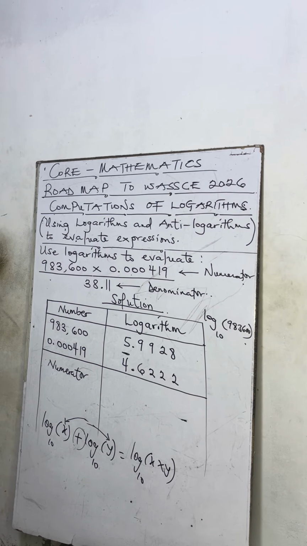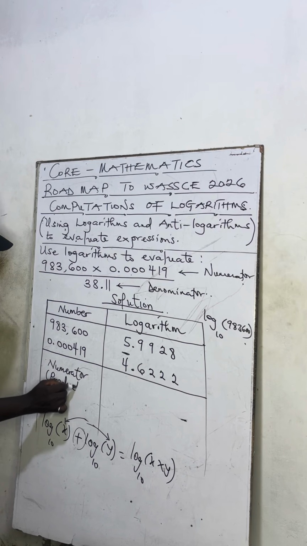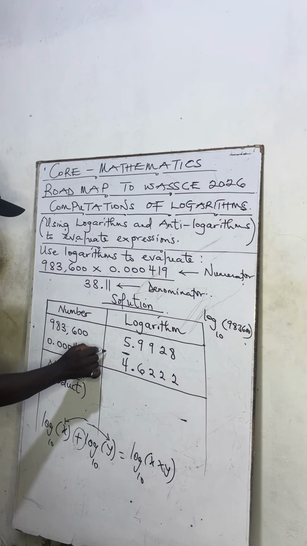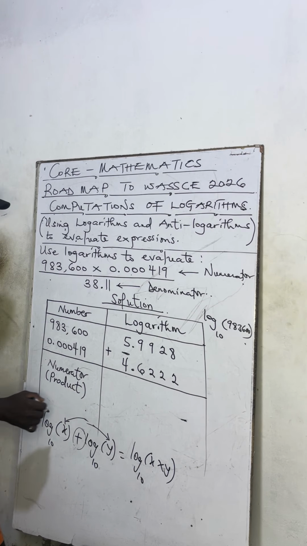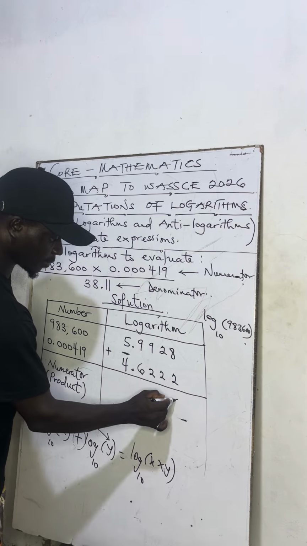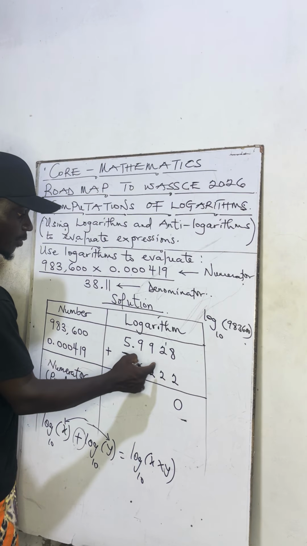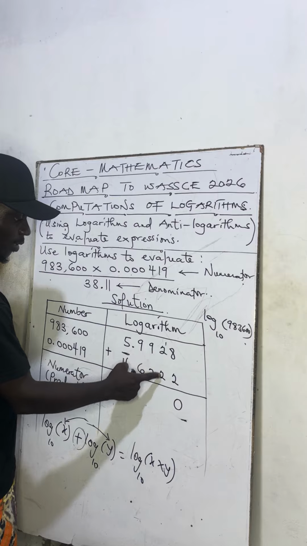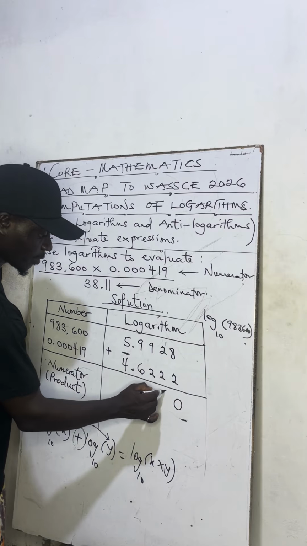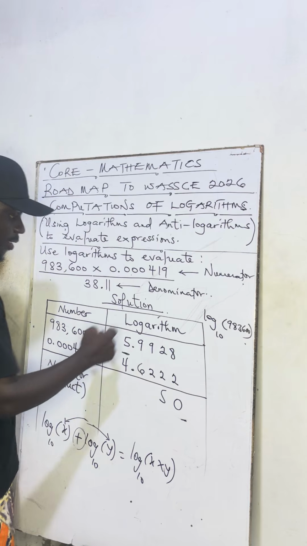Because they are multiplying, that's product. In logarithm, for product we need to add. So let's add. 8 plus 2, we get 10. So we write 0, then we carry 1. 1 plus 2 is 3, plus 2, we get 5. Write 5. Let me clean the 1.